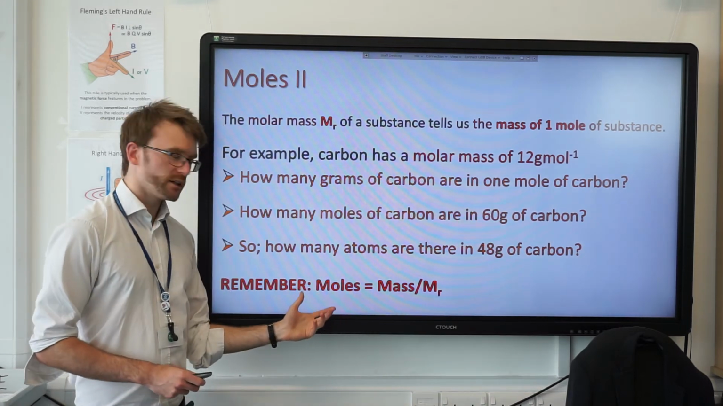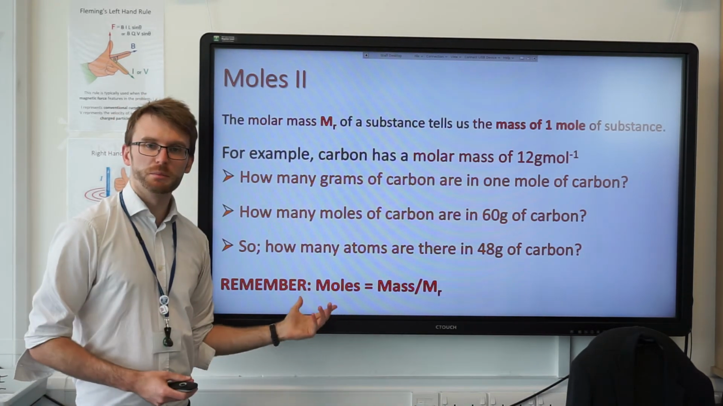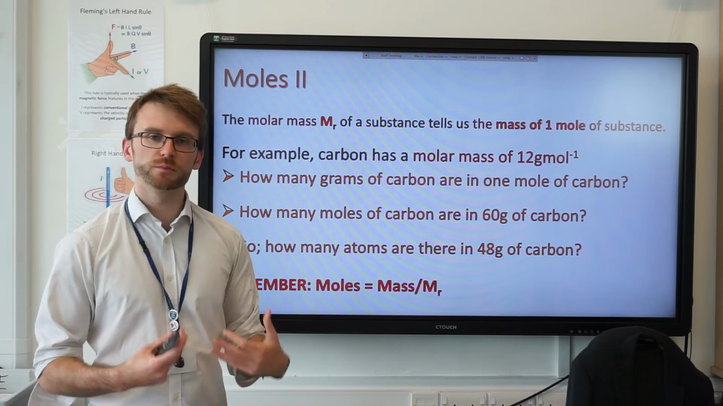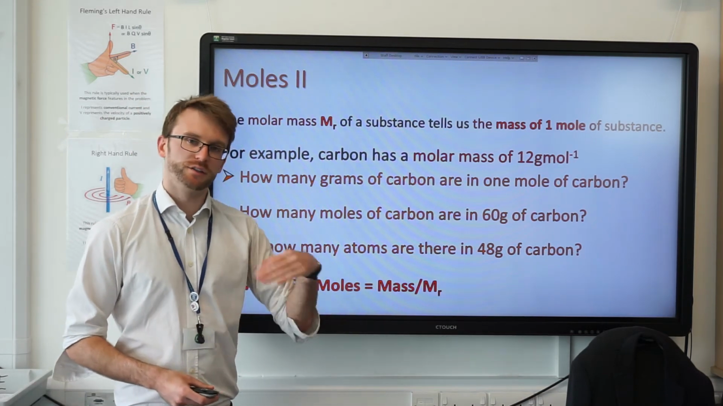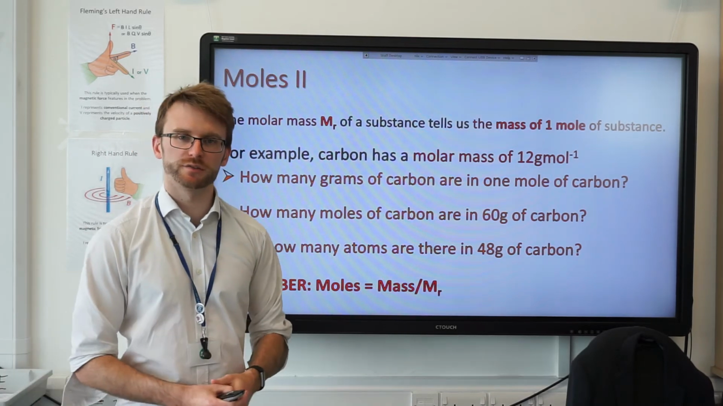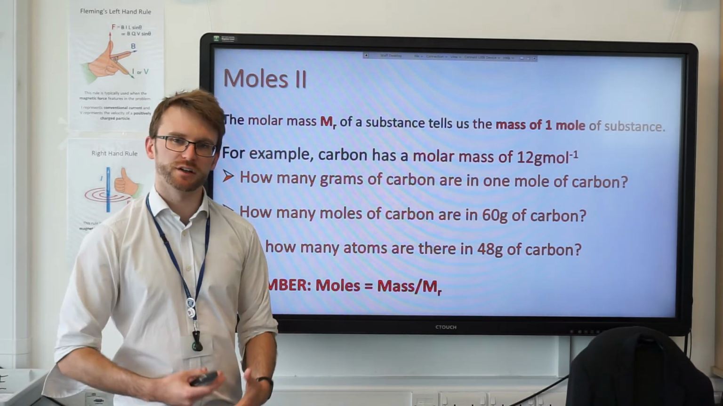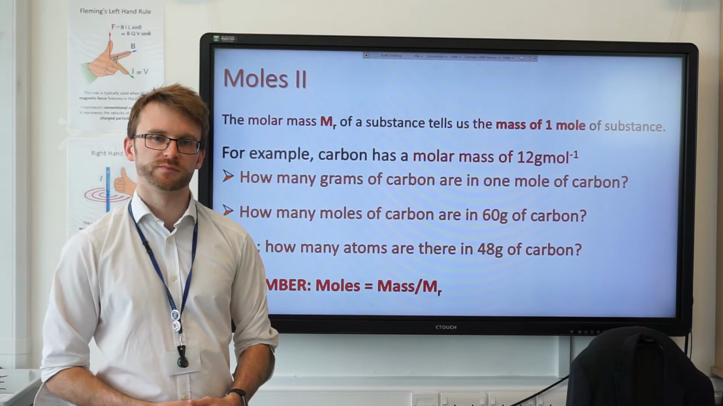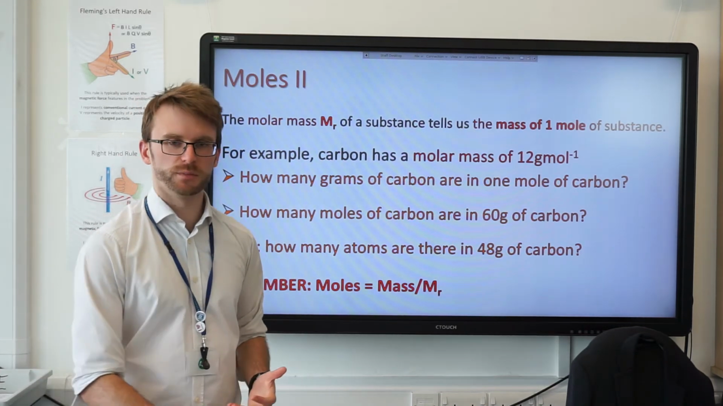The equation here that I find fairly easy to remember: moles equals mass over Mr. The number of moles is the mass that you've got divided by the mass of 1 mole. Makes sense when you read equations back to yourself like this, doesn't it? And just explain to yourself what they mean. So that's my brief summary of moles.